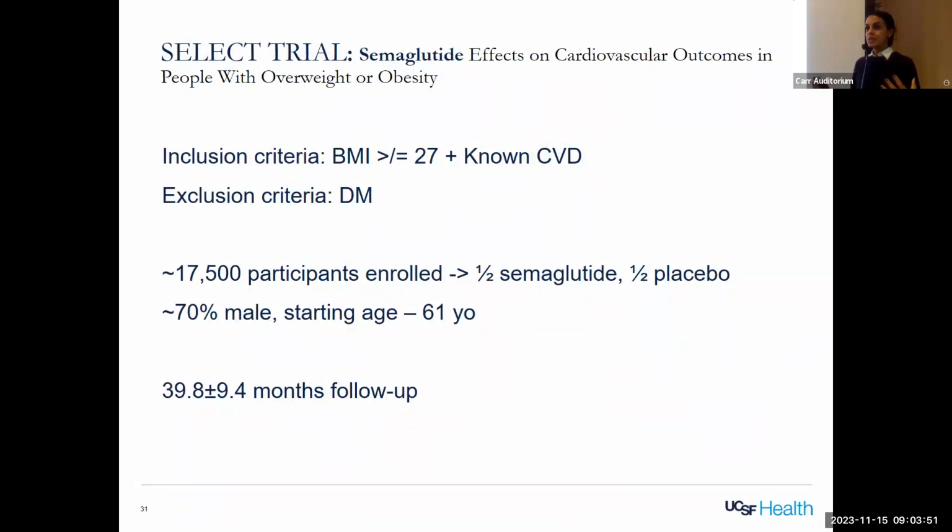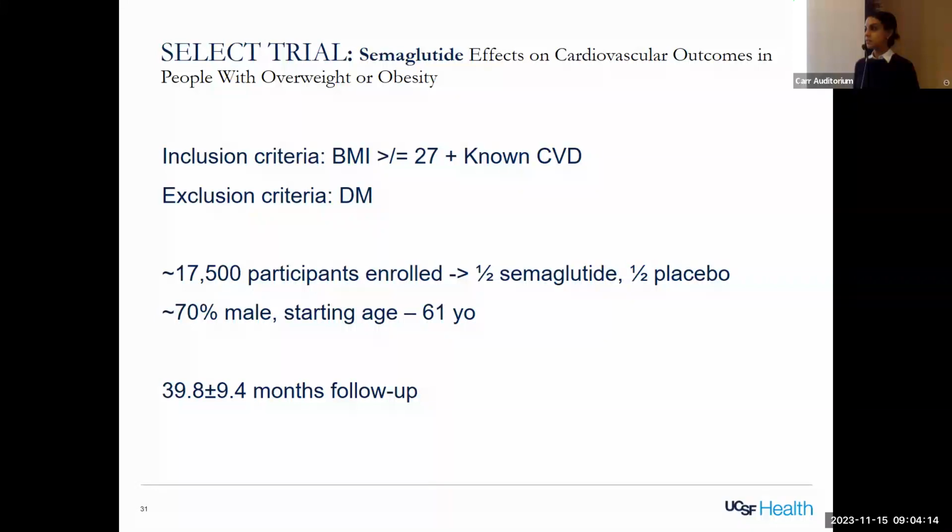So the next question is, do medications actually help patients with reduction in morbidity and mortality associated with excess weight? The answer had always been no, and I've done talks for years and years, and I've always had to say that. But now we have the SELECT trial data. So the SELECT trial was looking at semaglutide 2.4 on cardiovascular outcomes in individuals with overweight or obesity.